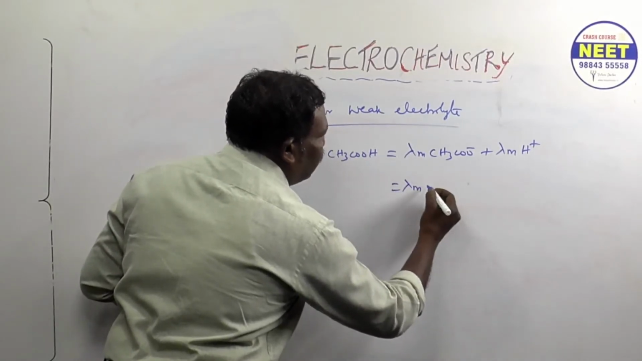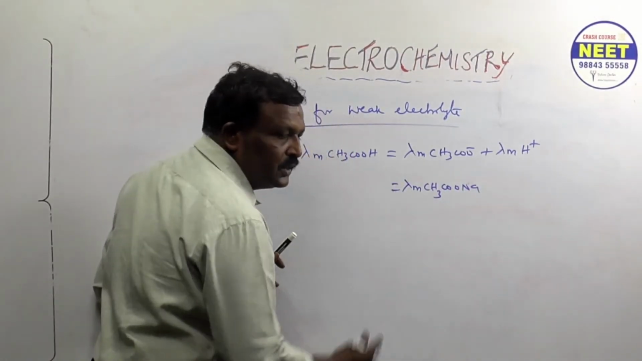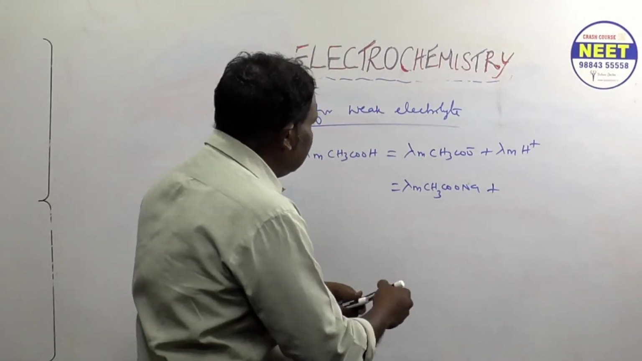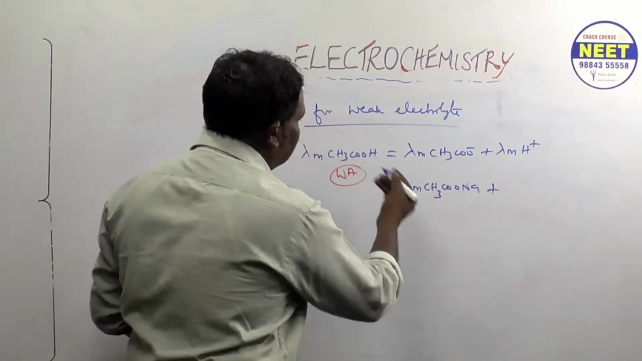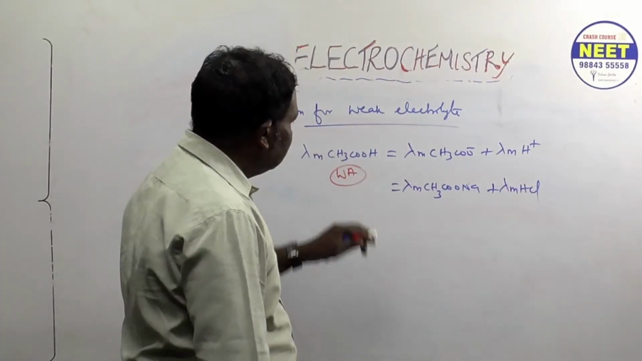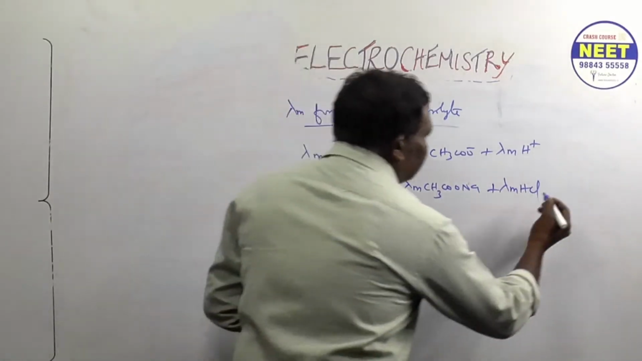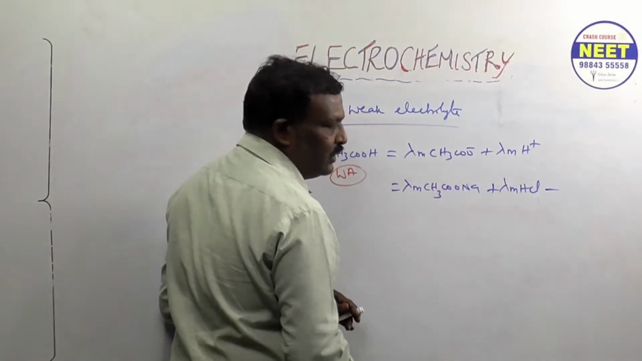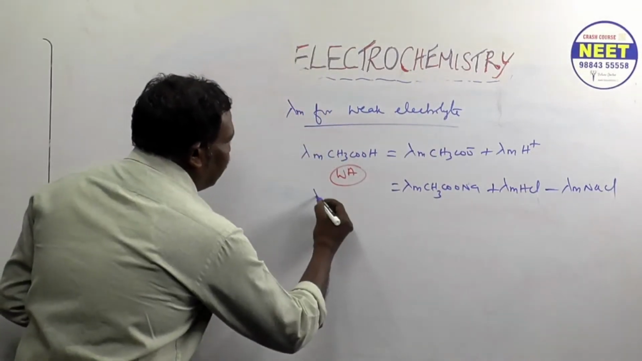So lambda m of its salt is what? Instead of H you put Na. So CH3COONa, its salt we are finding. Plus, tell me, it's a weak acid, no? It's a weak acid, correct or not? So you take a strong acid. If it is a weak base, take a strong base. That is the clue. If you add together, what kind of salt will be formed? That means you have to subtract lambda m of NaCl. Okay.